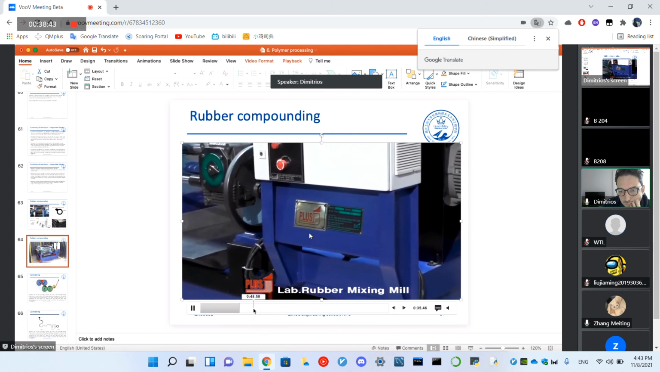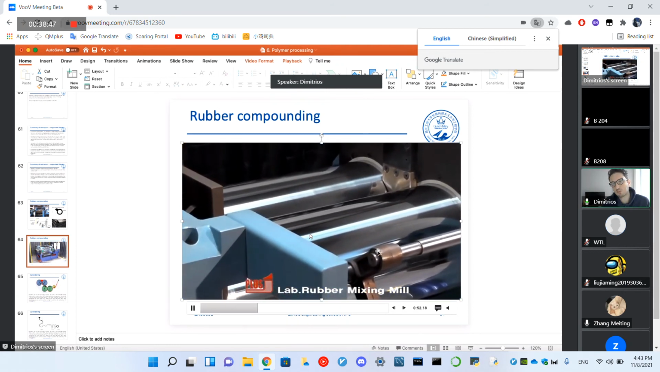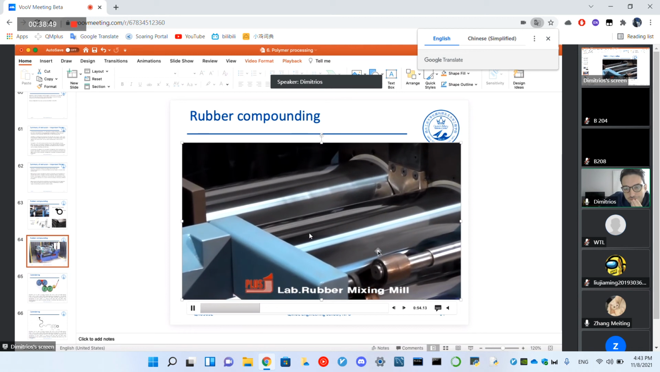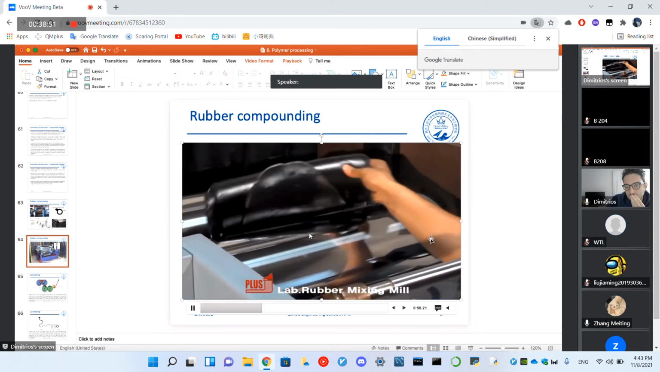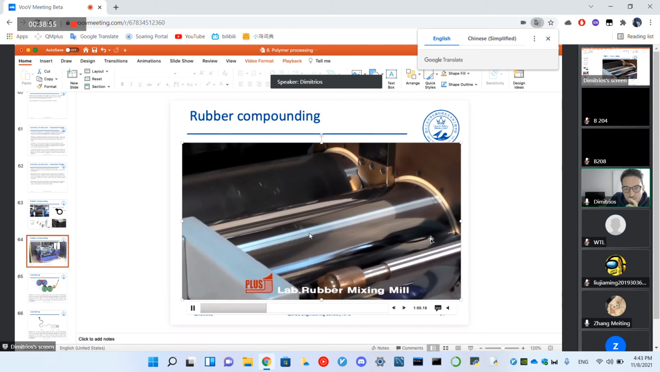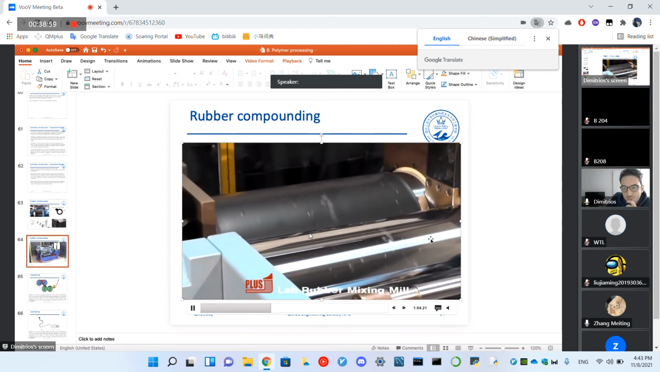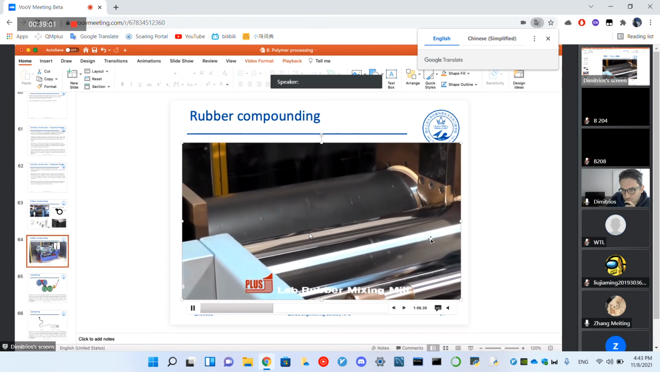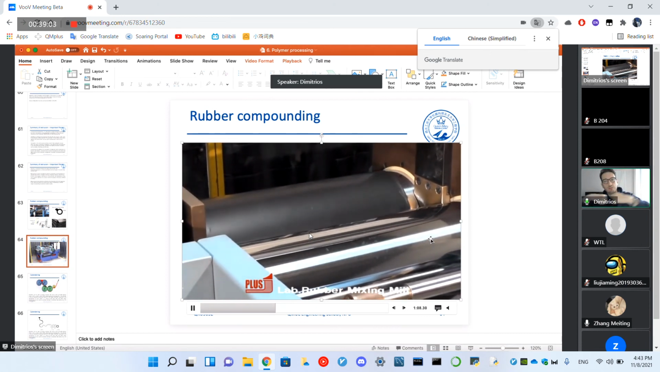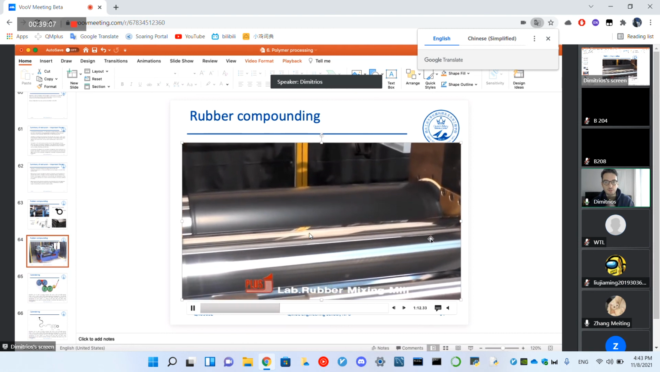You can see these are the two-roll mills. They're essentially counter-rotating. This is a piece of rubber. You see, we control the distance between the two rolls, and in this way we control the thickness and we control the size of the rubber sheet that we get.